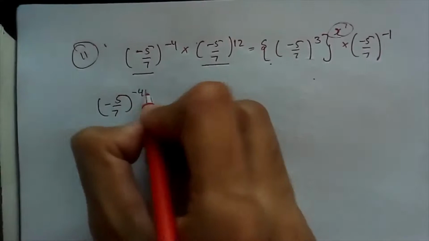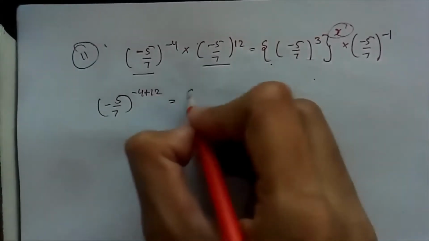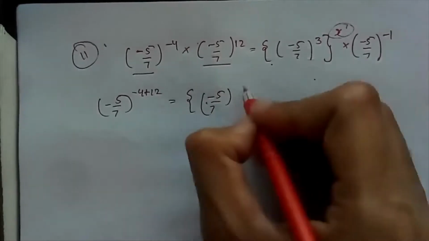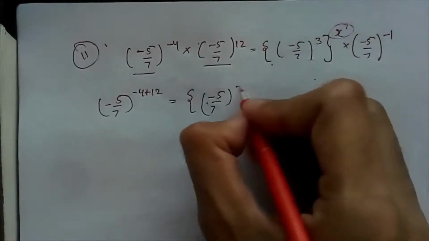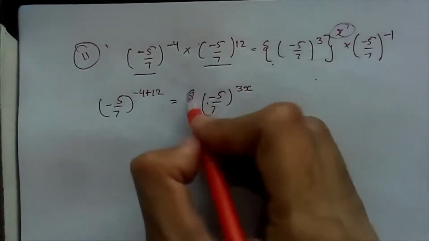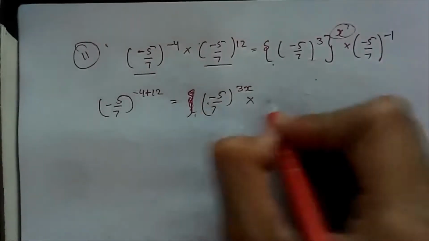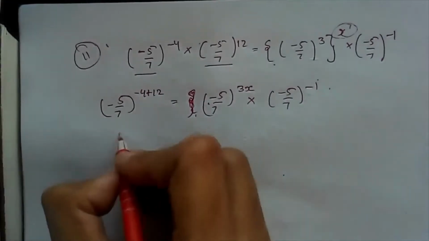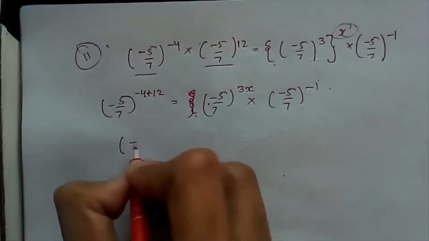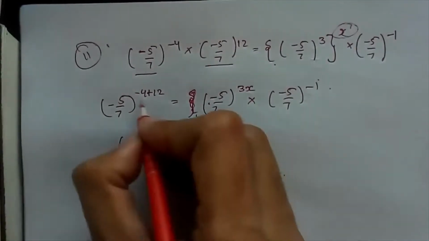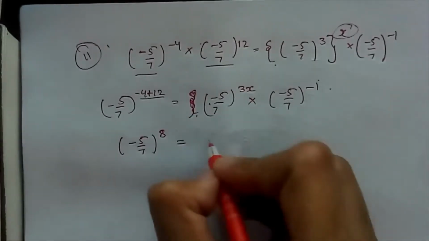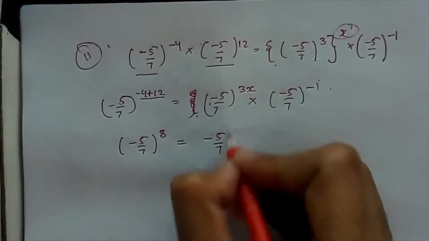Minus 4 plus 12, minus 5 upon 7 to the power 3x, or we can remove this bracket now, into minus 5 upon 7 to the power minus 1. So here it will be minus 5 upon 7 whole to the power minus 4 plus 12, which is 8, equal to minus 5 upon 7.